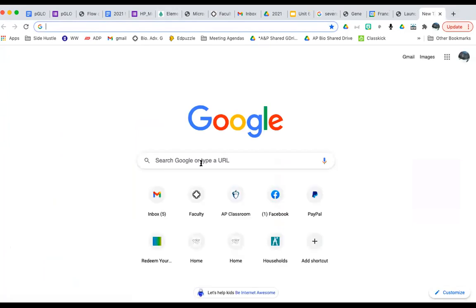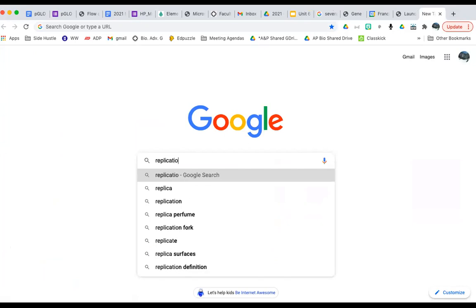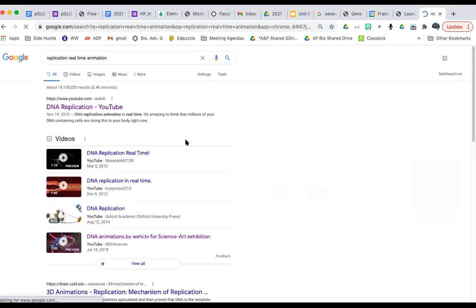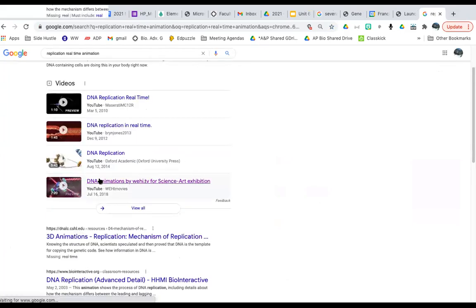animation. Let me actually see if I can find it. Let's go replication, real-time animation. See if it's on YouTube, and I can find the one I like. Oh, there it is.